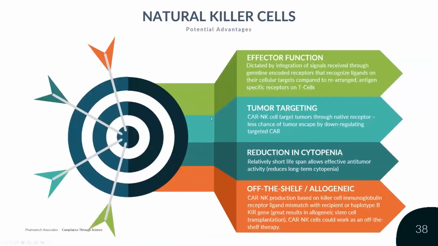And really the last things I'll leave you with are the potential advantages of this. The big thing with NK cells is effector function. You can induce a much better effector function through germline-encoded receptors. The tumor targeting for CAR NK cells has been pretty promising for a while. Another consequence is a reduction in cytopenia, so for patients this is very much a welcome change in technology.